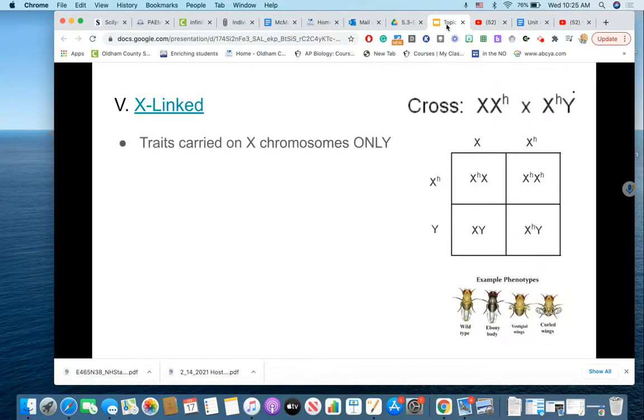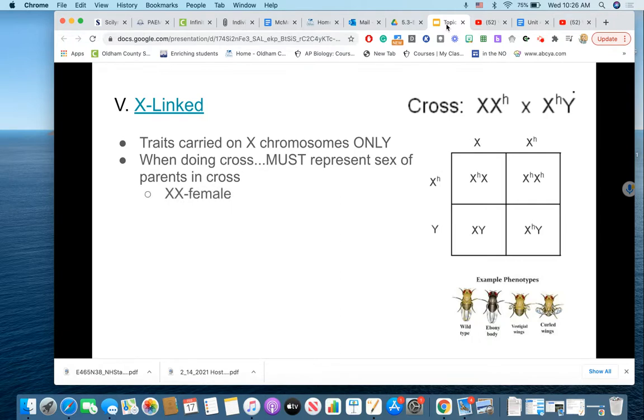So X-linked traits are traits that are carried on the X chromosome exclusively. When you are doing the crosses, you have to include the sex of the parents in the cross. Because these are only carried on the X chromosome, males only have the chance to inherit one allele, but females could inherit two alleles, one on each of their X chromosomes. As a reminder, females are XX, so they can have an allele on both of those X's. Males are XY, so they only get an allele on their X chromosome.